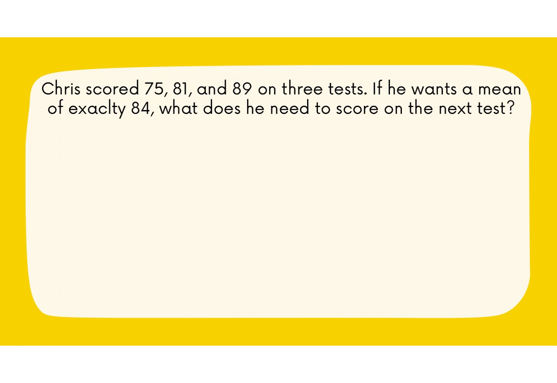All right, well, here's our first example. We have Chris scoring 75, 81, and 89 on 3 tests. He wants to have an average of exactly 84. So what does he need to score on the next test?